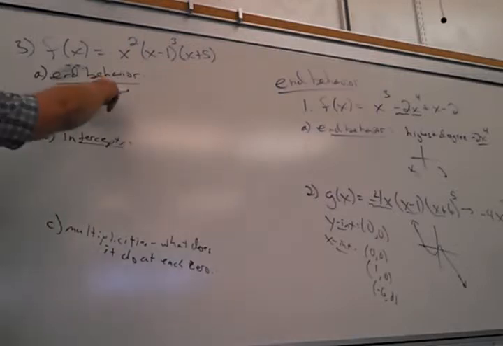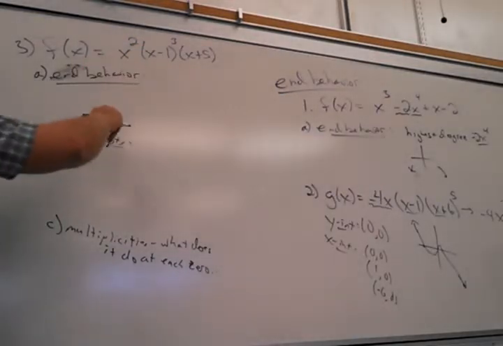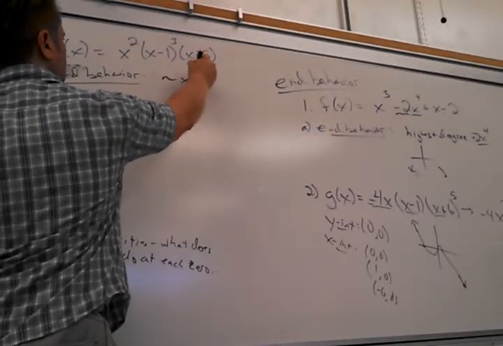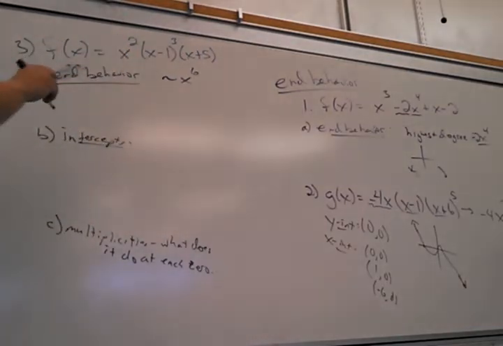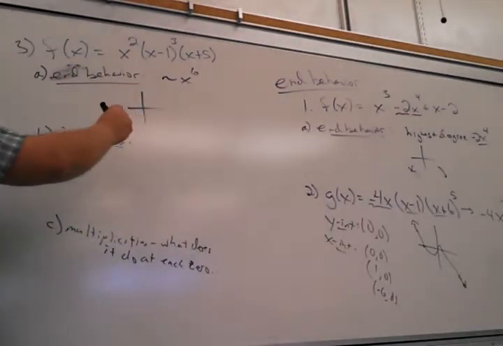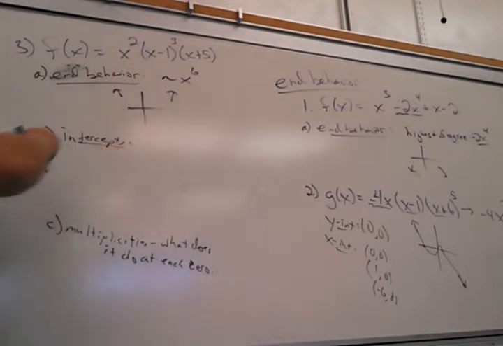So what's the end behavior? What's the highest degree? What would it make? Yeah, it would be x to the 6th, positive. So the end behavior would look like, there you go, cool.